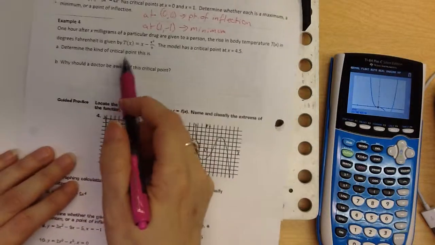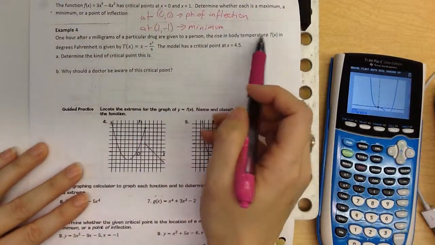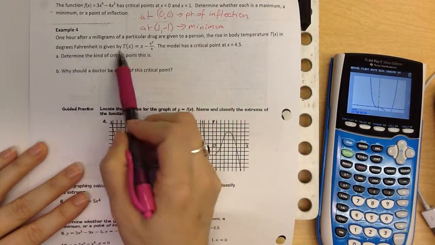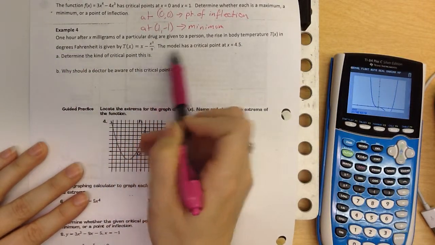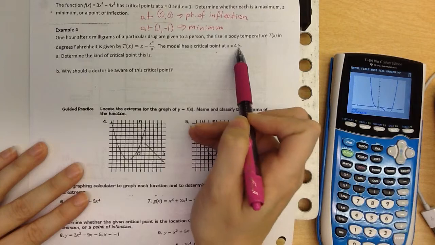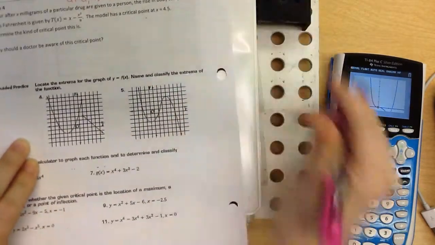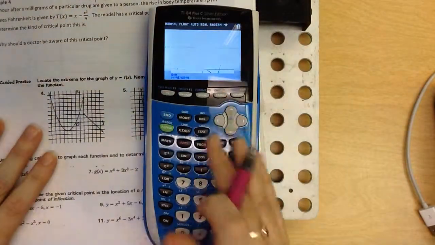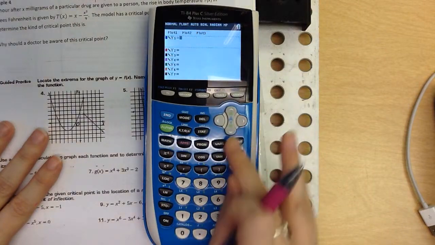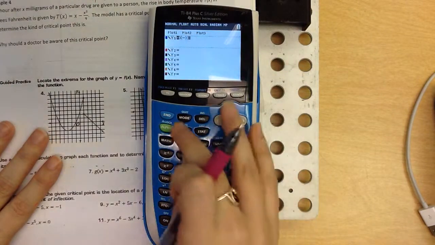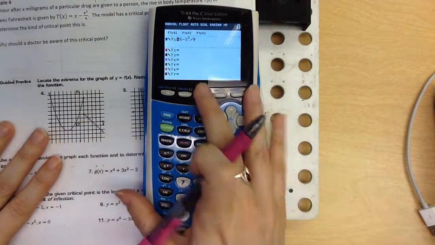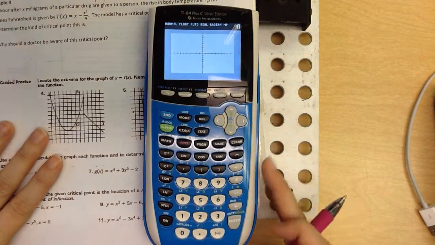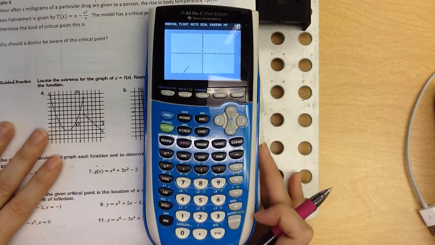1 hour after X milligrams of a particular drug is given, the body temperature is given by T of X equals X minus X squared over 9. The model has a critical point at X equals 4.5. Determine what kind of critical point it is. So you would graph X minus X squared over 9. I want to see my normal window, so I'm doing zoom 6.